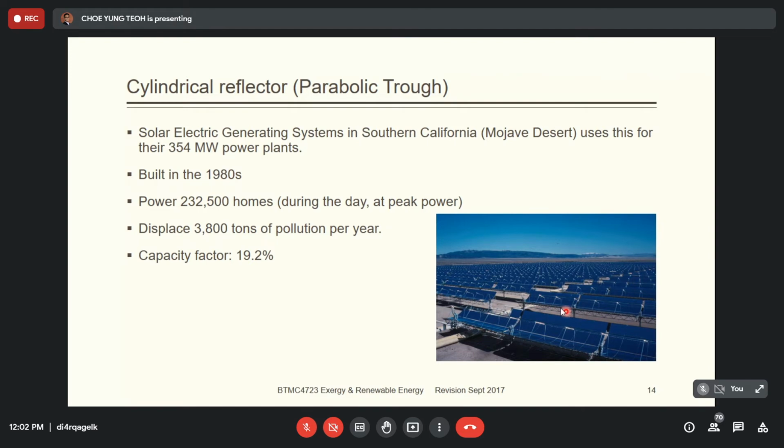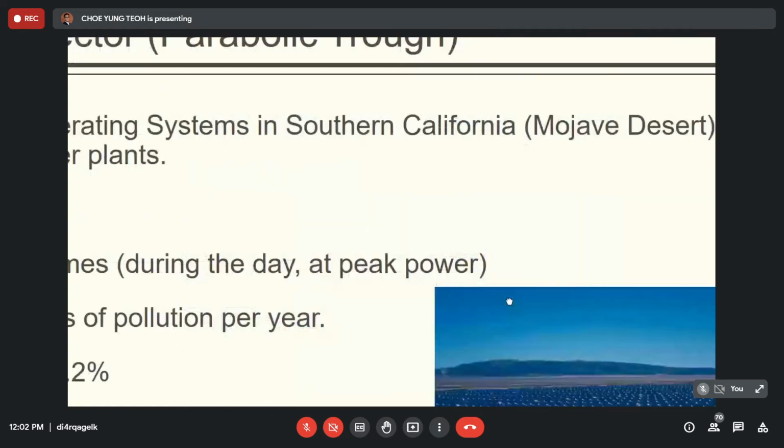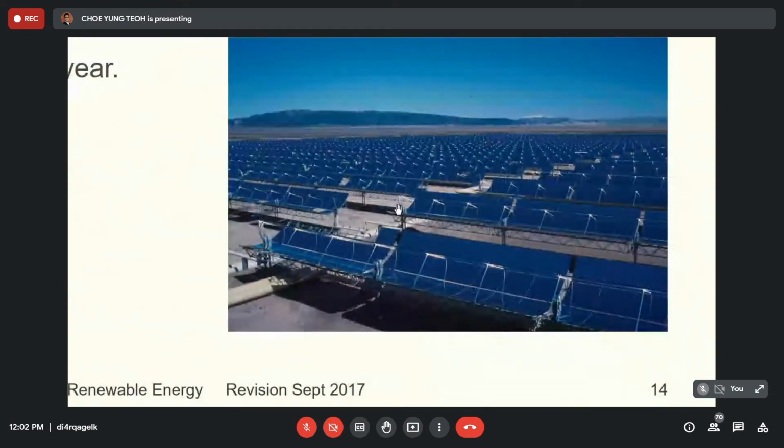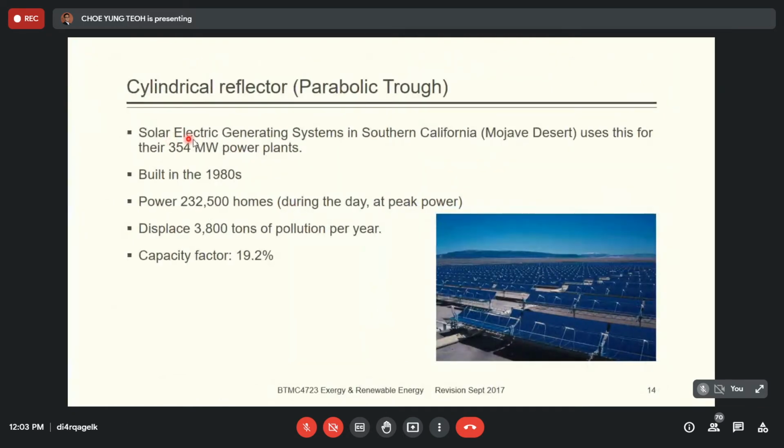But the bad thing is the entire technique or entire process is quite complicated, and I would say that it's very expensive. Okay, and this is actually the largest solar power plant from 1980 until the year 2014. In 2014, another one came up, also a solar thermal collector, which is bigger than this. Okay, but I think it's a similar project, also a solar energy generating system.